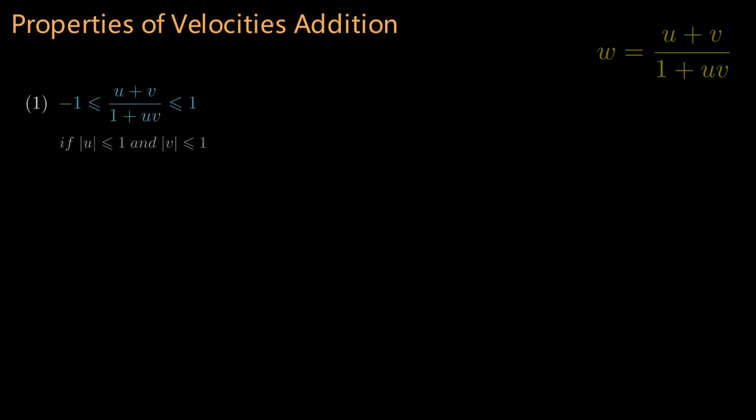If Bob moves at a speed u relative to Alice, and Charlie moves at a speed v relative to Bob, then Charlie's velocity relative to Alice, w, is given by this formula. This is the formula for adding two velocities in relativity. It's not a simple linear addition. Let's explore the mathematical properties of this formula. First, if both u and v are less than 1, meaning both velocities being added are below the speed of light, their sum will also be less than 1. The proof isn't complicated. Here is a simple derivation.